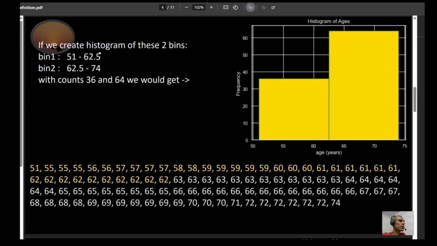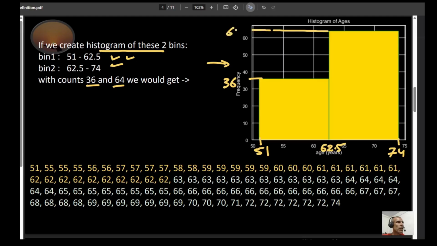Now, if we plot a histogram of these two bins, it will look something like this over here. So here you can see that this is my 51 to 62.5. This is my first bin, and the count for the first bin is 36. There are 36 values between 51 and 62.5. So this one is 36. That's my frequency. Now, the second bin that goes from 62.5 to 74, that will be right here. You have 64 values in it. So that's why you see this right here.